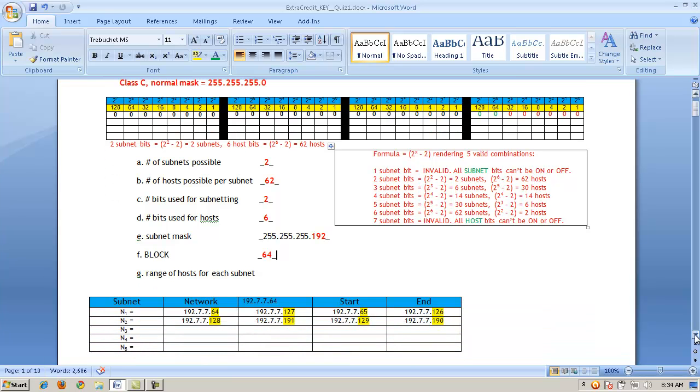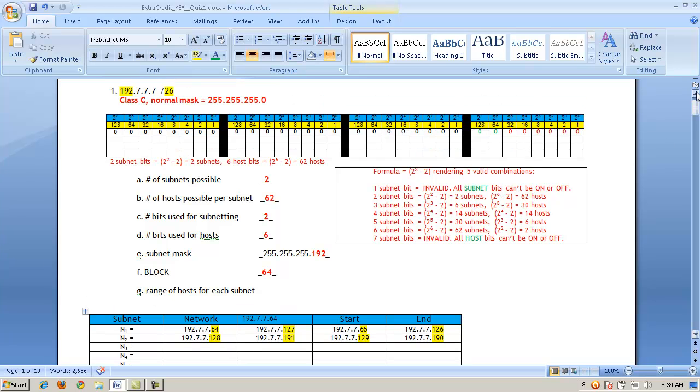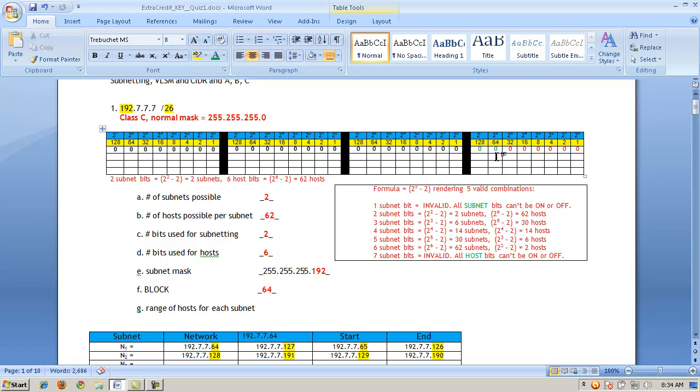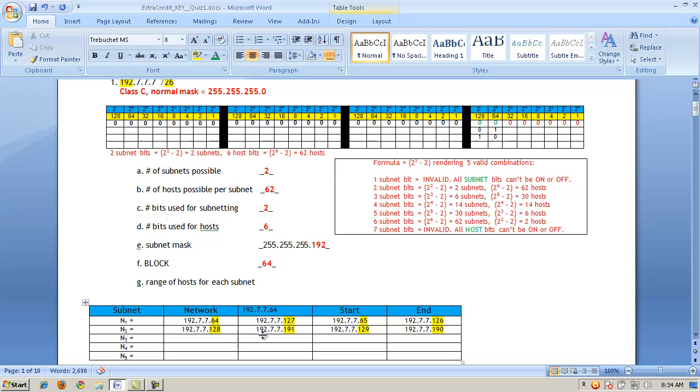Based on the block value, we know that the first network is going to be 64, and the next network is going to be 128. Let's look at that. Well, the first network, we would turn the 64-bit on, and the 128-bit would be turned off. The next network, the 128-bit would be turned on, and the 64-bit will be turned off. And so those are our networks. I'll try to get all this on the screen at once.